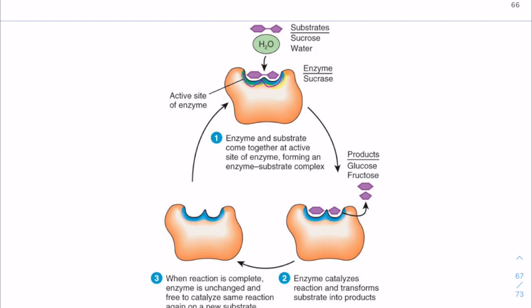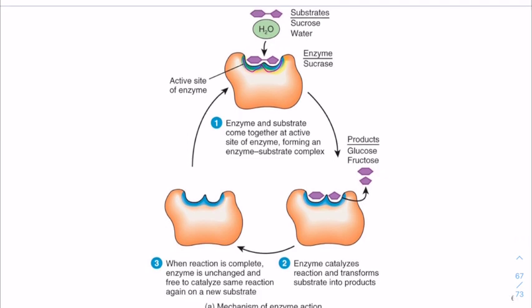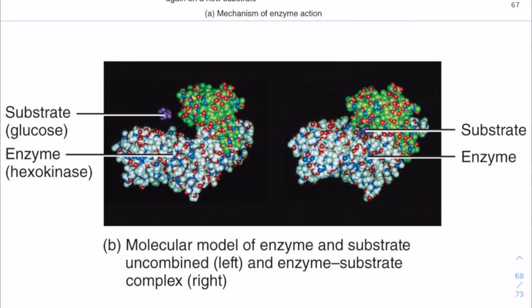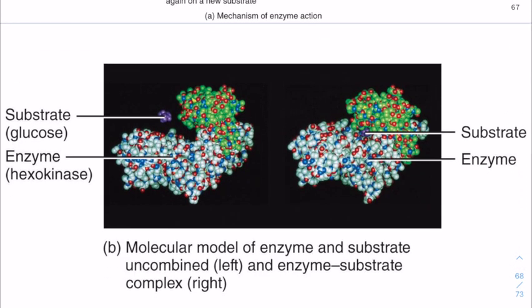So here's a molecular model of an enzyme and substrate. We have our enzyme, hexokinase, which is this really big structure here. And our substrate is glucose. When the enzyme and that glucose molecule come together, it breaks down that glucose, and then that enzyme remains unchanged, and it goes on and binds to the next glucose molecule.